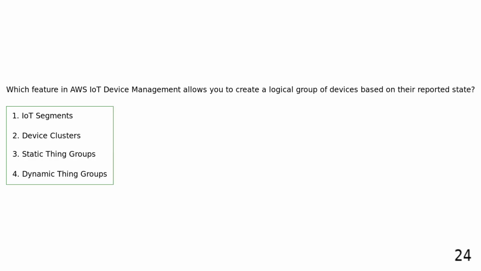Which feature in AWS IoT Device Management allows you to create a logical group of devices based on their reported state? IoT segments. Device clusters. Static thing groups. Dynamic thing groups.